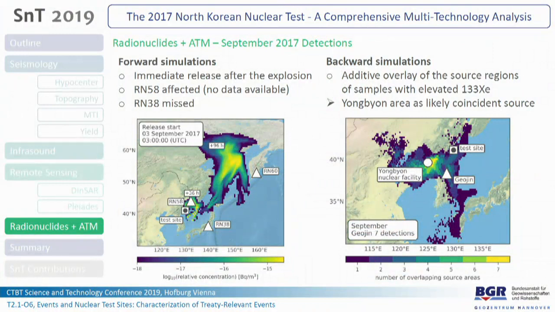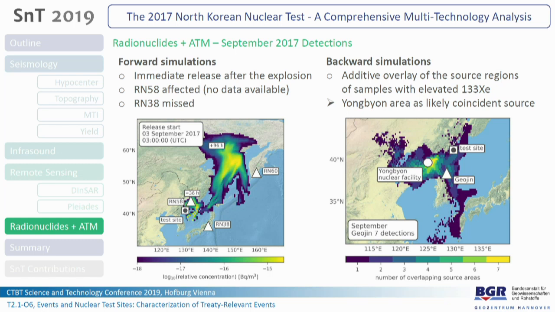As a fourth technology, we use radionuclide monitoring and atmospheric transport modeling. Now let's first look at September 2017. On the left side here, you can see the forward simulations. We assume an immediate release at the test site on the 3rd of September at around 3 o'clock UTC.